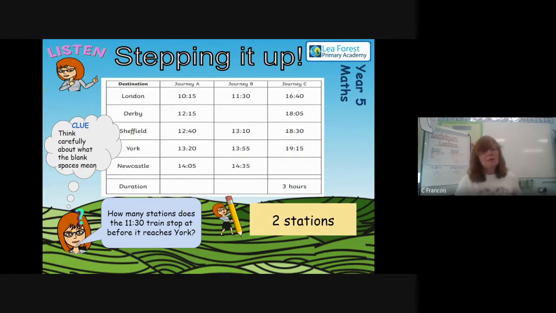Okay, so that was quite a simple way of reading tables. There are lots and lots more trickier questions you could have around tables, but I wanted to make sure that we had a clear understanding of tables.